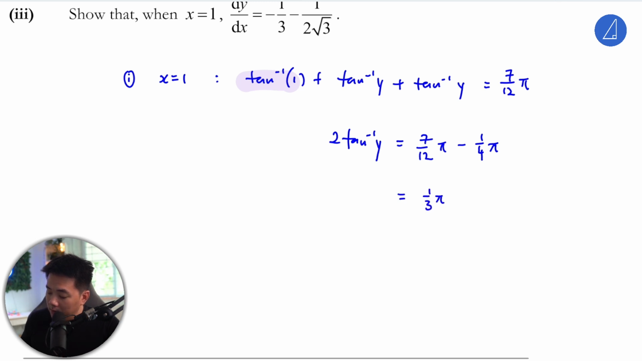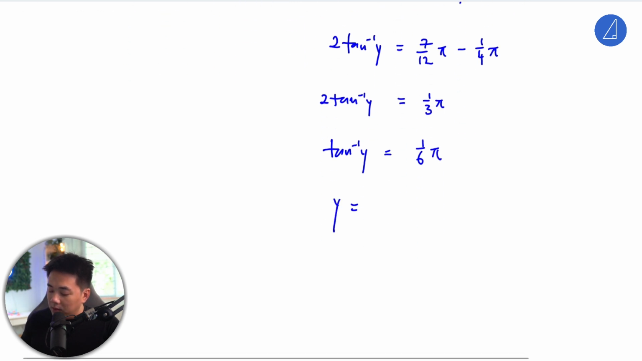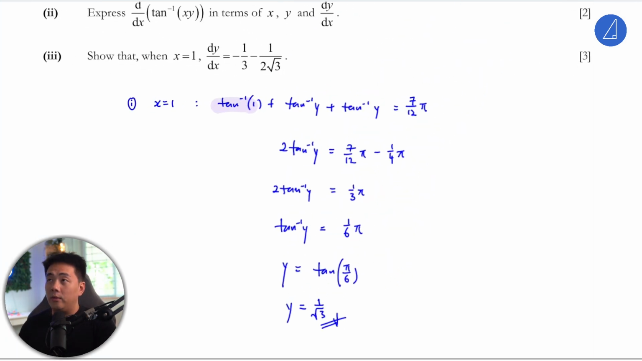So from here, tan inverse y would be 1 over 6 pi. So we just take the tangent of both sides. This would be tan pi over 6, which is 1 over root 3. All right, so y is just 1 over root 3.